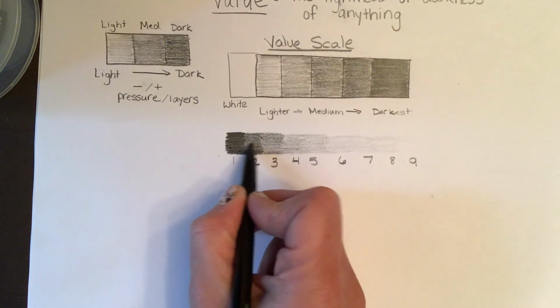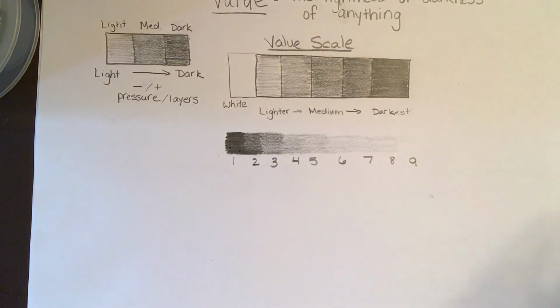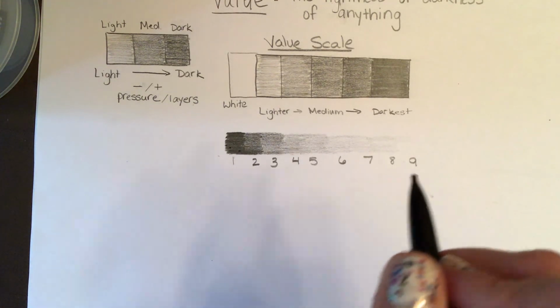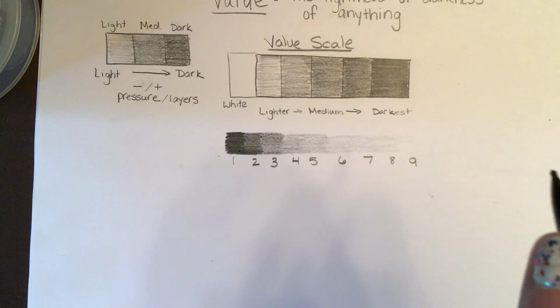Don't be afraid. You can always go back and fix any of your mistakes to change it and make it look nice and complete. So there again, that's another way that you could do a value scale, doing it more freehand, and focusing on pressure.